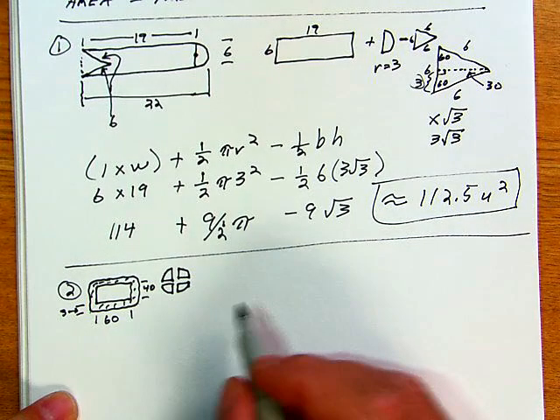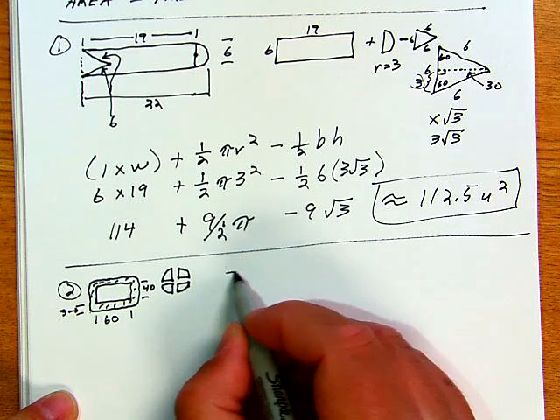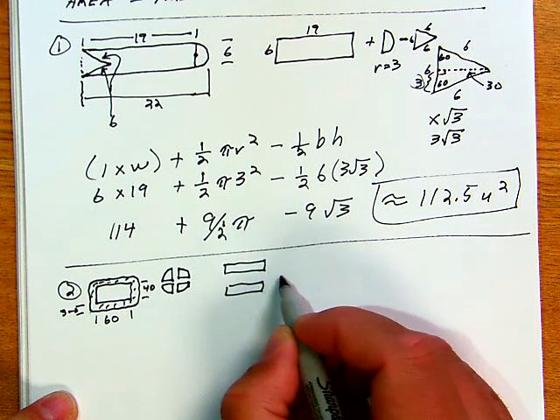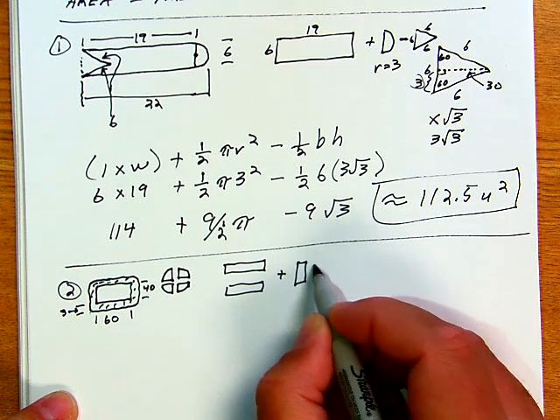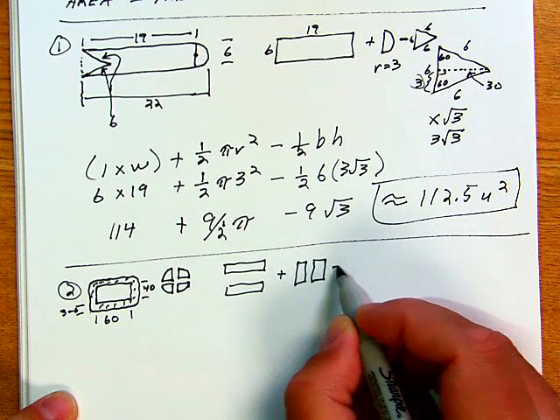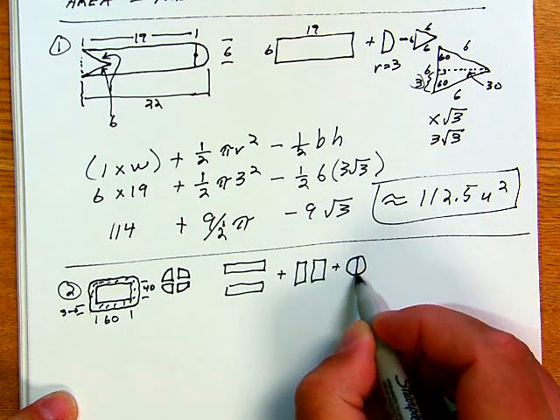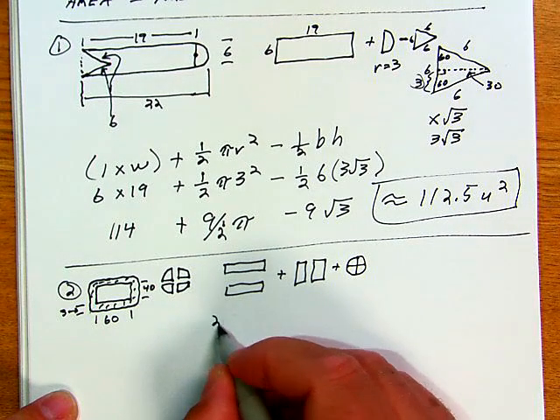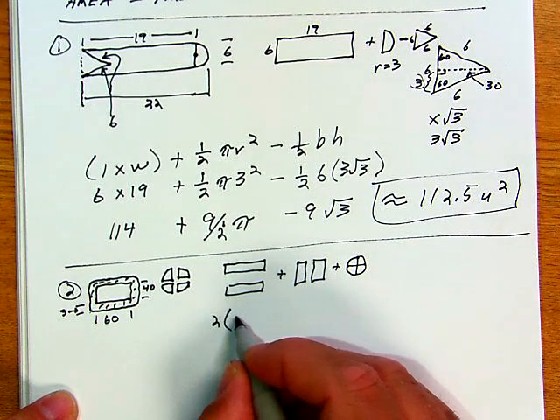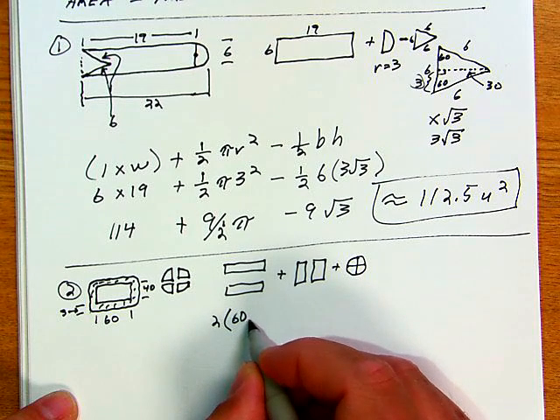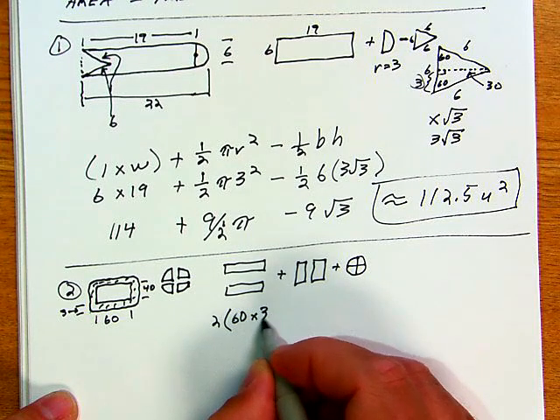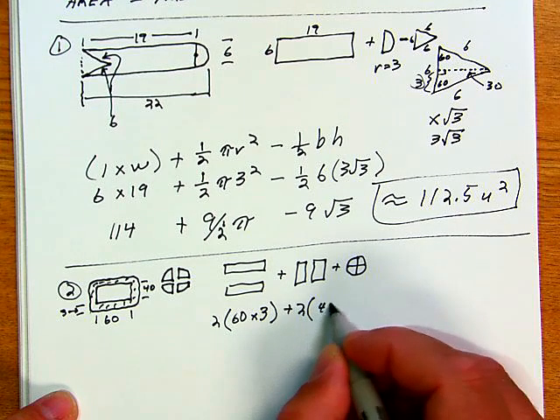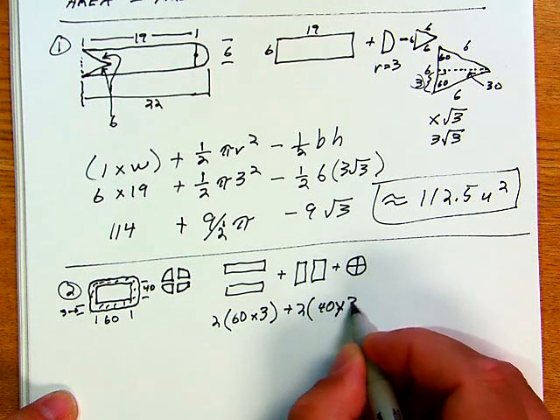So we've got the 2 long top and bottom rectangles plus the 2 side rectangles plus our circle, the 4 corners. And that'll give us the total area. So in this one it is 2 times length times width. The length is 60 and the width is 3. And this one is 2 times the length, which is 40, and the width is 3.